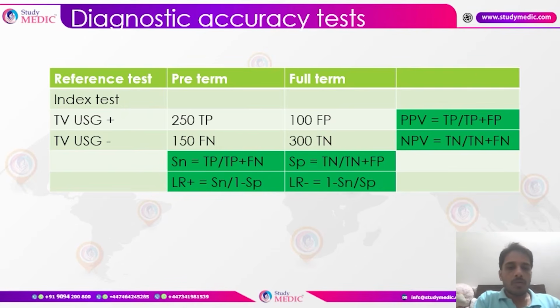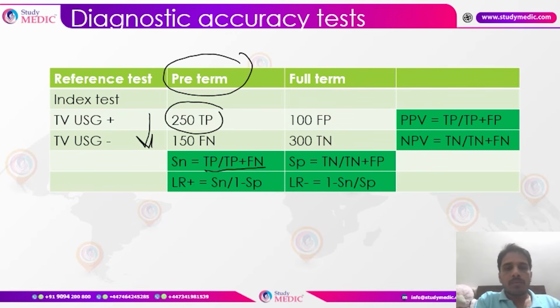So now we can see how to find this out. So what is sensitivity? You can see the up to down arrow here. Out of those who are having the outcome, how many are having the test positive? So 250 by 250 plus 150. That is called sensitivity. True positive by true positive plus false negative. So it is also called the true positive rate.